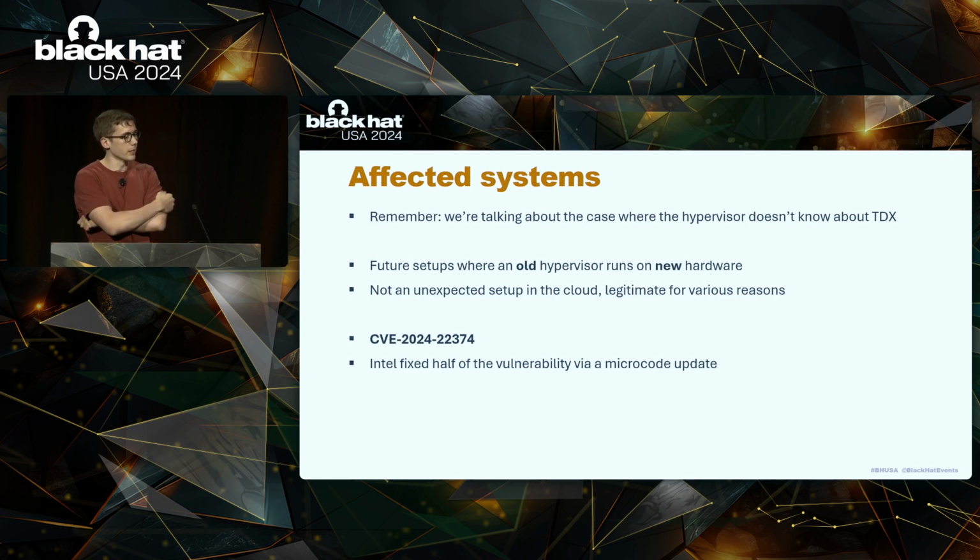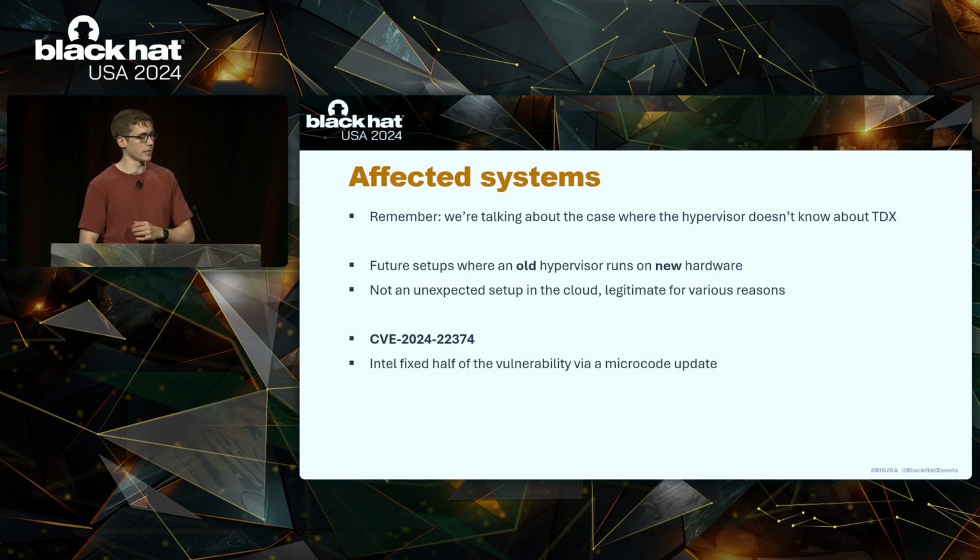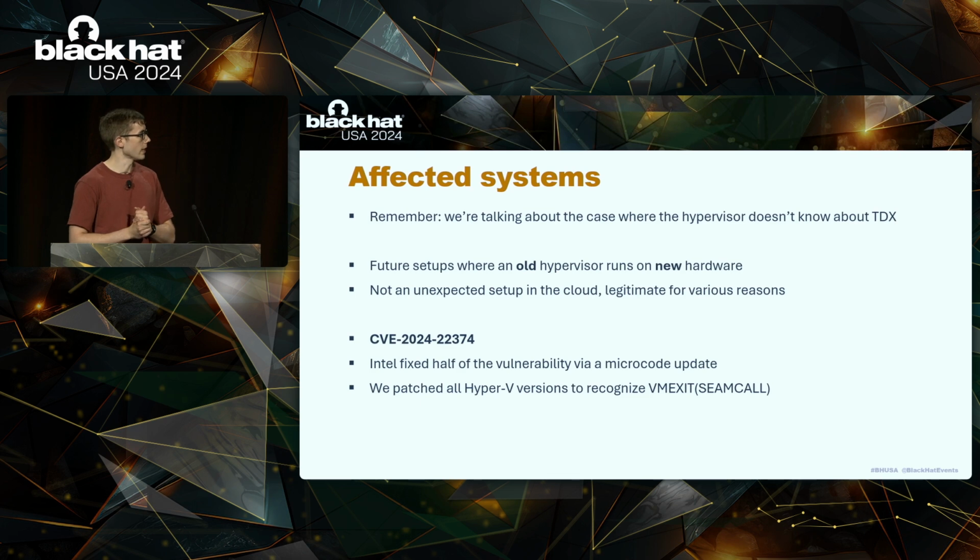So Intel assigned the following CVE to the vulnerability, and they issued a microcode update to fix half of the problem. The microcode update fixes the priority inversion to make sure that the privilege check takes place before the VM exit. But they didn't fix the bigger issue, which is that the SymCall instruction is just unconditionally recognized by the hardware, and the VM exit can unconditionally occur too. So they're not going to fix it in hardware, and instead, you have to apply a software fix.